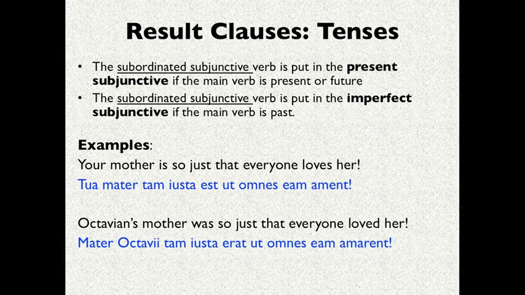Now let's look at the second sentence. Octavian's mother was so just that everyone loved her. Our main clause verb is was, which is in the past tense. Erat is in Latin. So we're going to use the imperfect subjunctive for the result clause, amarent. Okay, that's our short lesson on result clauses.